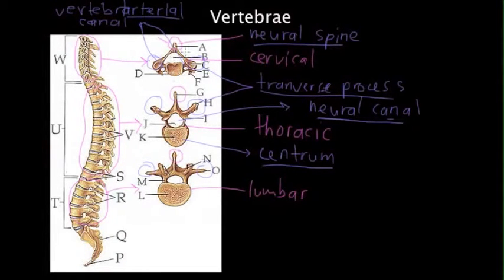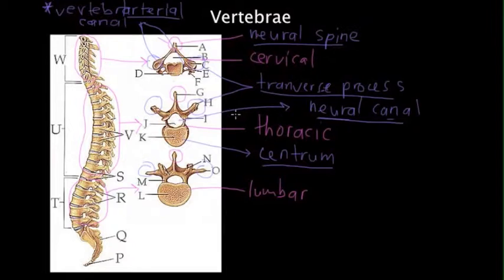So this will be the best characteristic that you can use to identify or to differentiate between cervical from thoracic and lumbar vertebrae. So this I would like to highlight here because this is one of the structures that you can use to differentiate between the three vertebrae. So now let's go to the thoracic vertebrae.